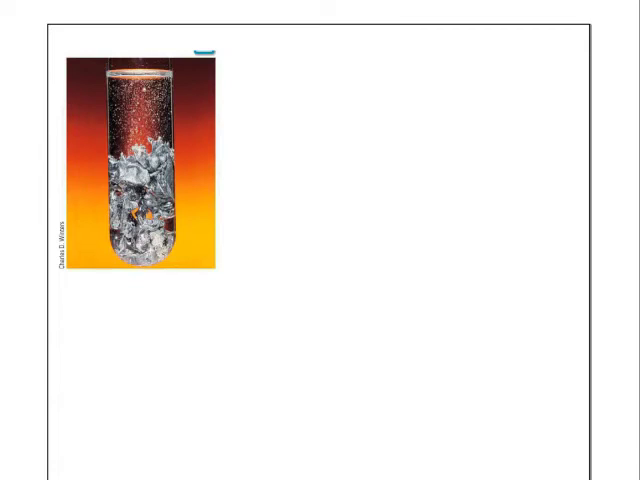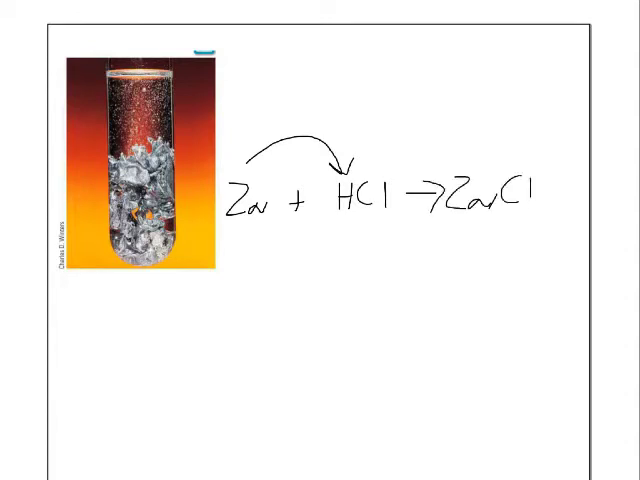Okay, let's take a look at a reaction that we've done in the lab a few times. So this is the reaction of zinc metal with hydrochloric acid. And when we discussed this earlier, we said that we could think of it as the replacement of hydrogen by zinc, so that on this side we get zinc chloride and hydrogen gas, and then to balance we would have it this way.